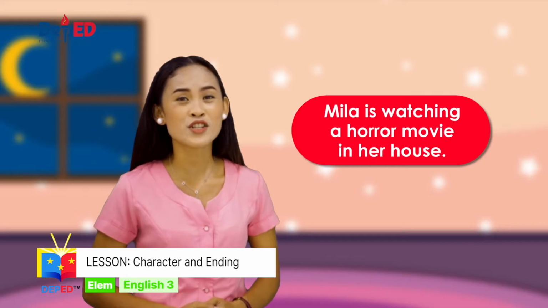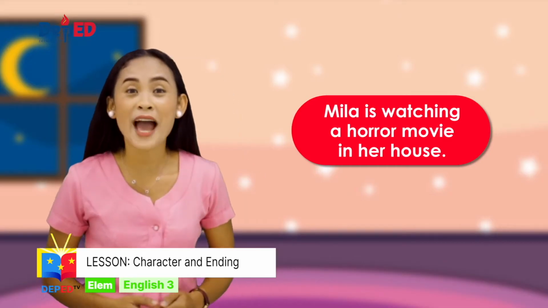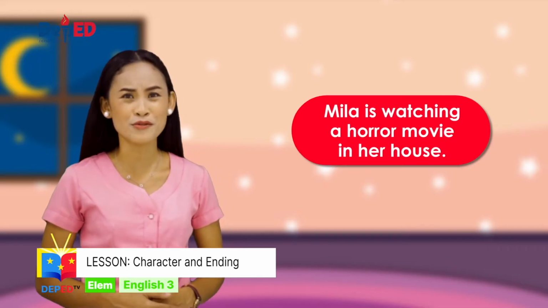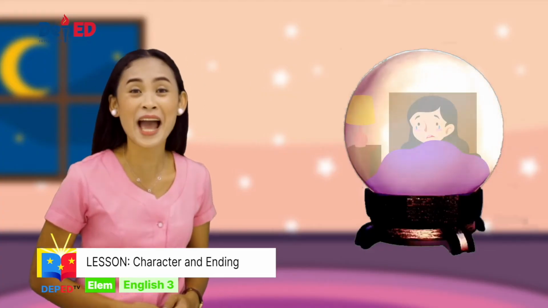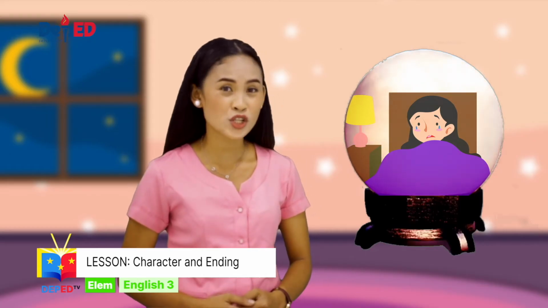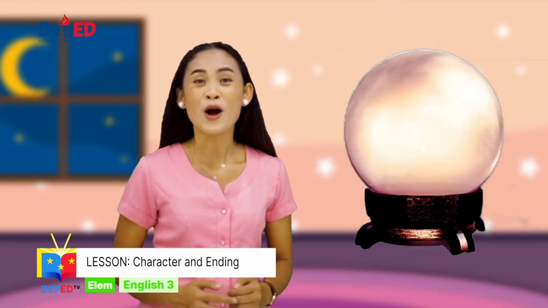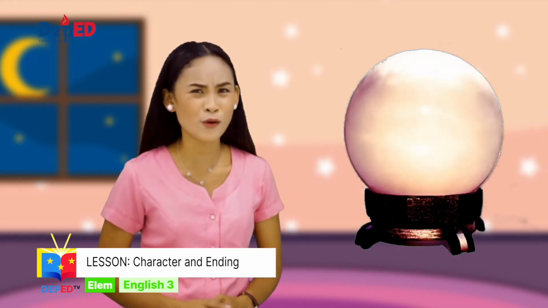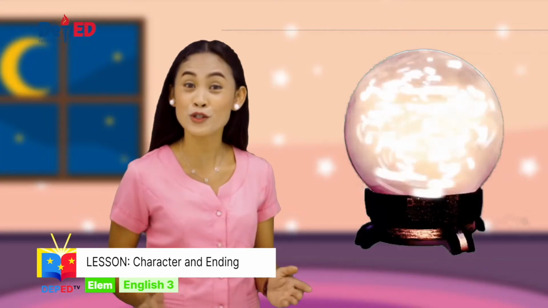Mila is watching a horror movie in her house. What could happen after Mila is done watching the horror movie? Please show us, Magic Crystal Ball, what could happen to Mila. She would be so scared that she will sleep with all the lights on. Wow! You are indeed good in coming up with possible endings for a story. Thank you so much, Magic Crystal Ball, for joining us in this awesome activity.